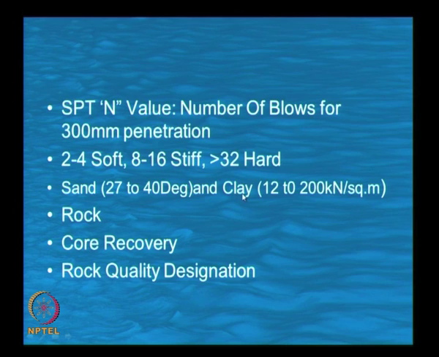So for a clay, if the N value is between 2 to 4, it is called soft, 8 to 16 it is stiff, and greater than 32 it is very hard. For a cohesionless soil like sand, we need what is known as the angle of internal friction, that is given in degrees, between 27 to 40 degrees. The 27 means it is a loose sand, and 40 means it is dense sand. Which sand is better for foundation, loose or dense? Dense sand is better. Then if it is a clay soil, we have what is known as cohesion. That value is between 12 to 200 kilonewton per square meter. It can be more than 200 also for very stiff clays.